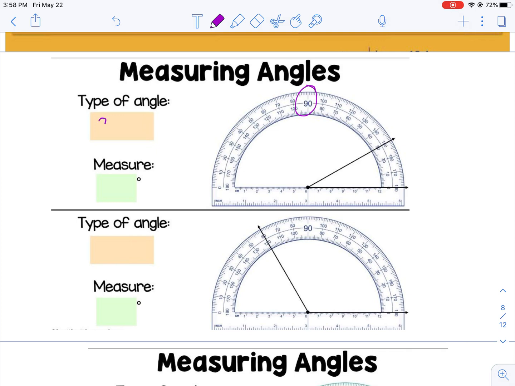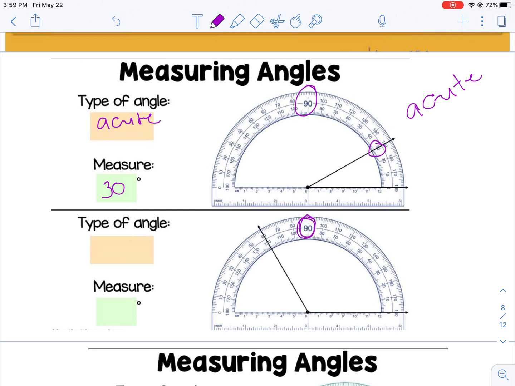If you said that this angle is acute, you would be correct. And then we look over here and we see that it's on a 30, so it's 30 degrees. It's so acute. Let me see if I can write that neater. Acute, well, not that much neater, but acute. All right, then we look at the next one.